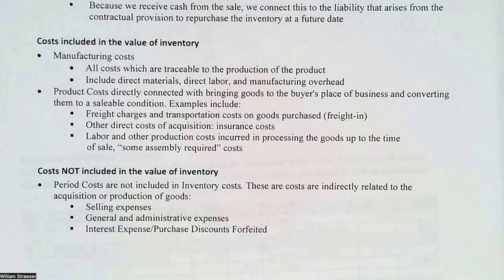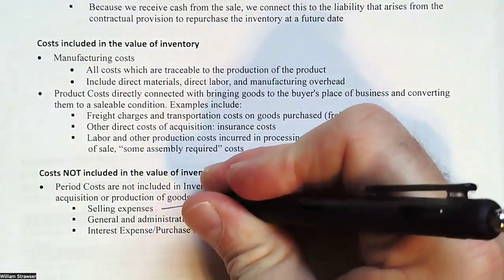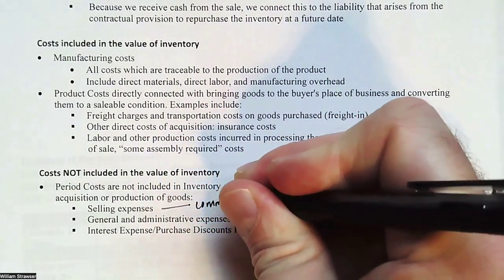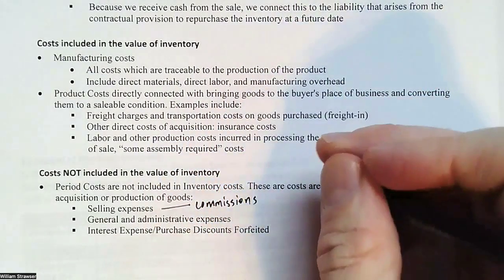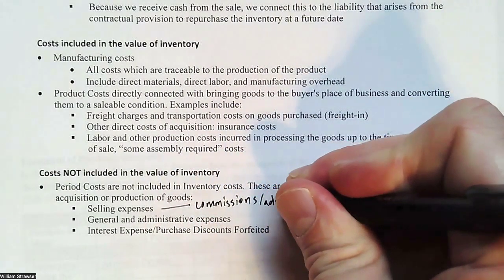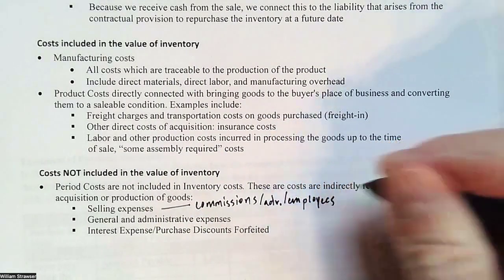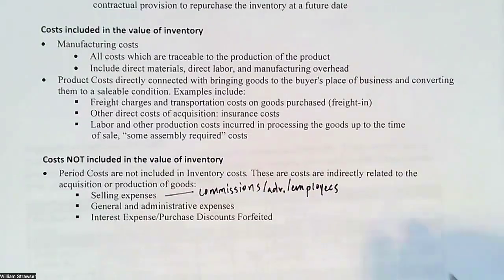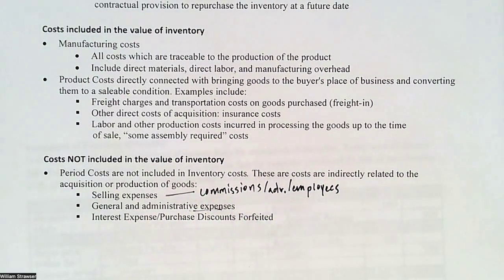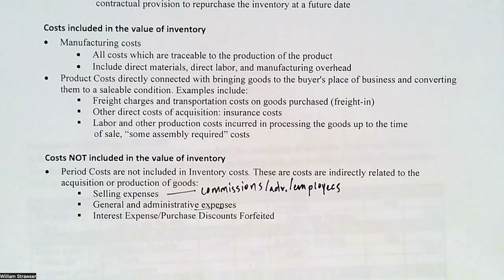Things that are not included in the value of inventory: any sort of selling expense. So any sort of commissions for sales to employees for their sales volume, advertising, things of that nature, even employee wages, because we have to have someone selling the item. Those are not included in the cost of inventory. General administrative expenses like the rent so that you have a shelf to put the inventory on, right? A roof over your head so you can make sales. Those things are not included. Utilities in order to keep the lights on to sell things, those are not included.